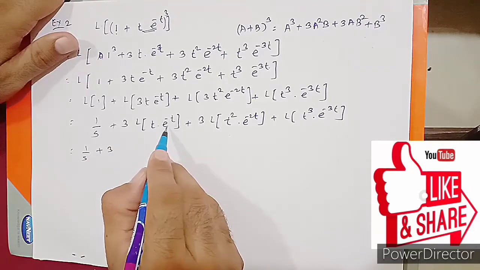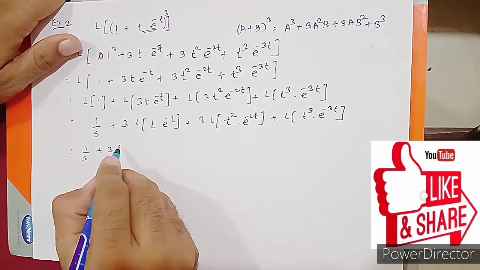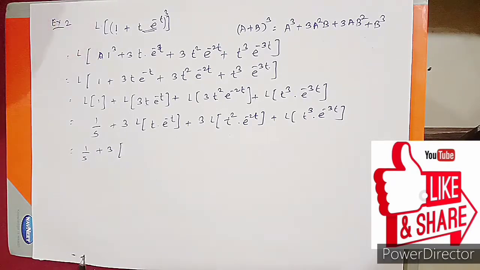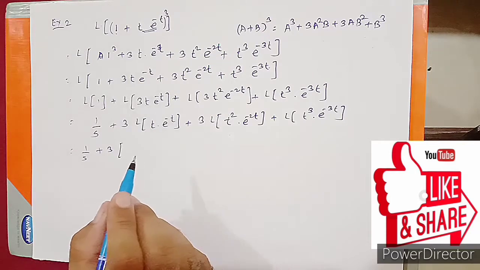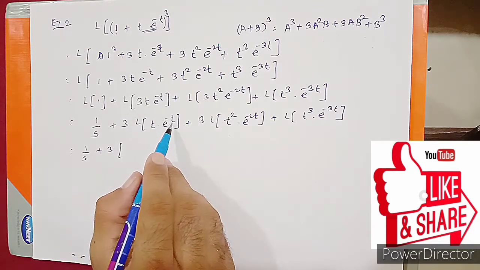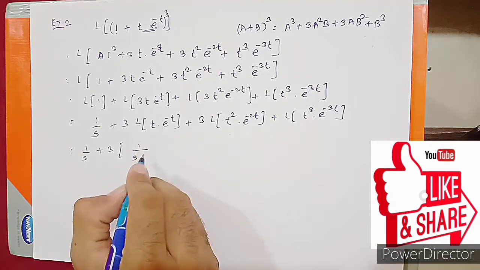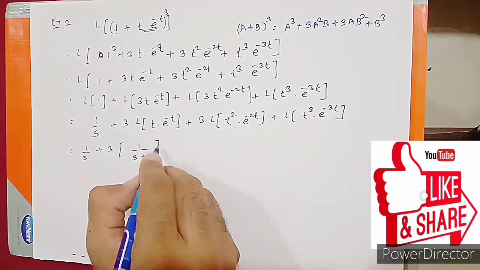What is the f of t here? f of t is e raised to minus t, right? So we are just taking t pending. We are taking Laplace of e raised to minus t. What is the Laplace of e raised to minus t? 1 upon s plus 1, because it is a minus, right?